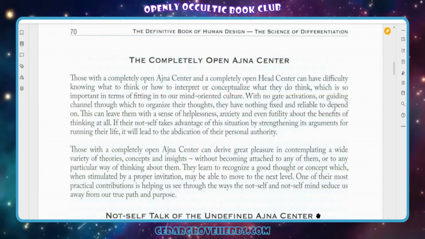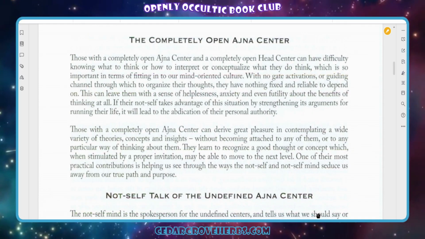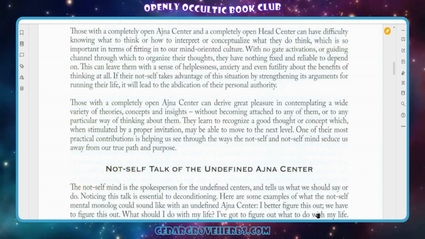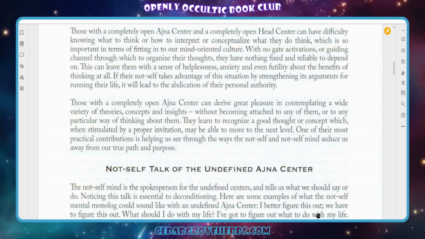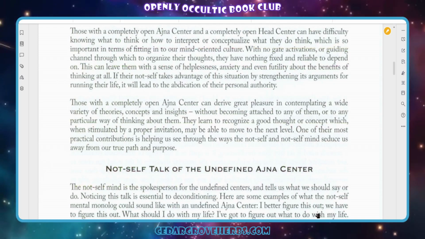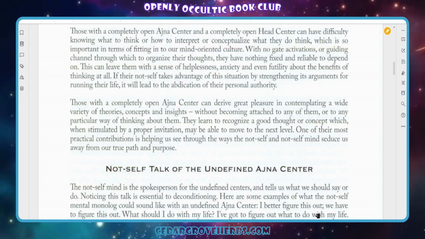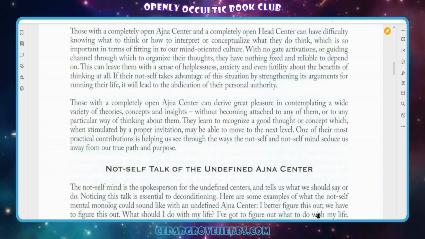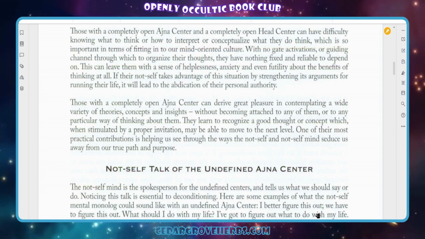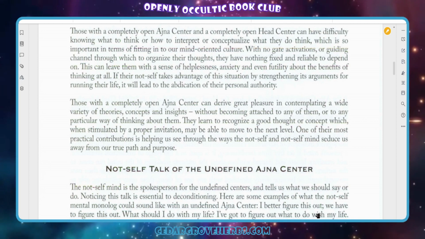If their not self takes advantage of this situation by strengthening its arguments for running their life, it will lead to the abdication of their personal authority. Those with a completely open Ajna center can derive great pleasure in contemplating a wide variety of theories, concepts, and insights without becoming attached to any of them or to any particular way of thinking about them. They learn to recognize a good thought or concept which, when stimulated by a proper invitation, may be able to move to the next level.